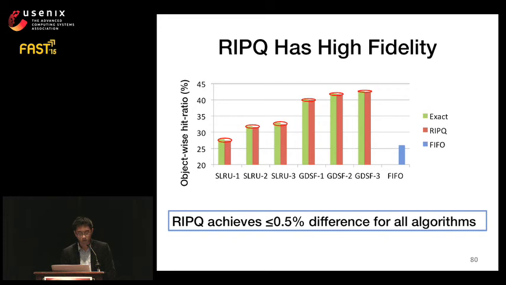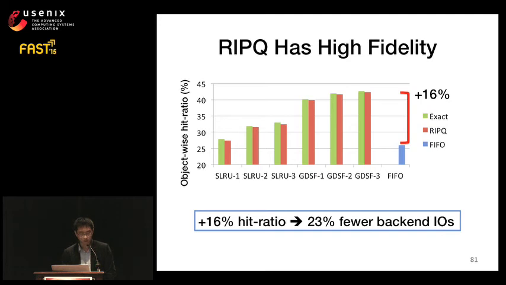So for all algorithms, RIPQ achieves less than 0.5% difference compared to the exact algorithm. Based on these experiments, we conclude RIPQ has high approximation fidelity in terms of hit ratios. Especially, the RIPQ-based greedy dual size frequency 3 algorithm improves the hit ratio over FIFO by 16%, and this translates to 23% fewer backend IOs.